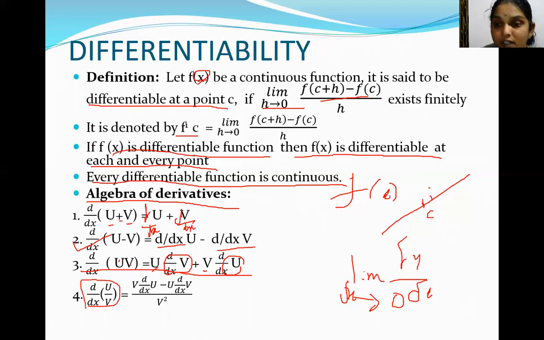This formula also you have studied in the last year. d by dx of u by v, whenever it is sin x divided by x, e raised to x divided by log x, like that. At that time, how do you differentiate that? You will not distribute d by dx to the denominator and numerator. You don't say d by dx of u divided by d by dx of v. No, it's wrong. That's applicable only for addition and subtraction. As far as the quotient is concerned, you will write the square of the denominator in the denominator. Then in the numerator, you will keep the denominator as it is, d by dx of the numerator, minus the numerator as it is, d by dx of the denominator.